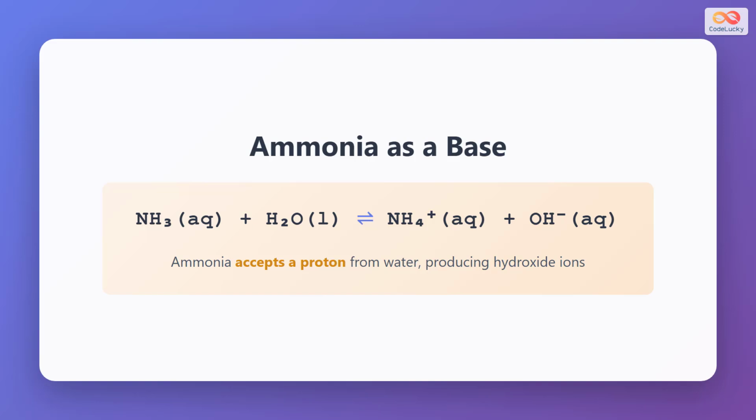Ammonia provides an excellent example of the Brønsted-Lowry definition of a base. When ammonia, NH3, is dissolved in water, it accepts a proton from a water molecule. This produces ammonium ions, NH4+, and hydroxide ions, OH-. Notice the equilibrium arrows, indicating this reaction is reversible. Ammonia doesn't contain hydroxide ions initially, but it produces them by accepting protons from water molecules, demonstrating its basic nature.